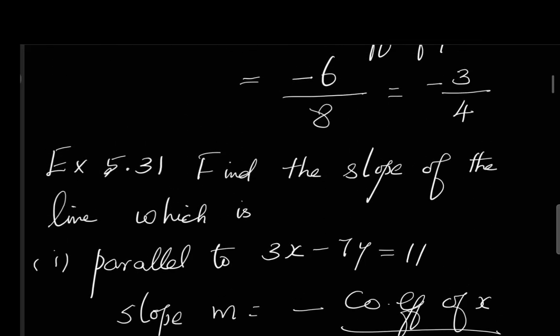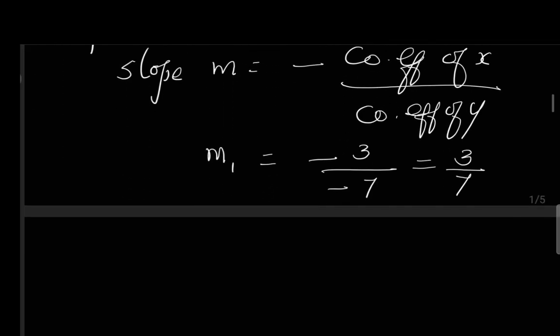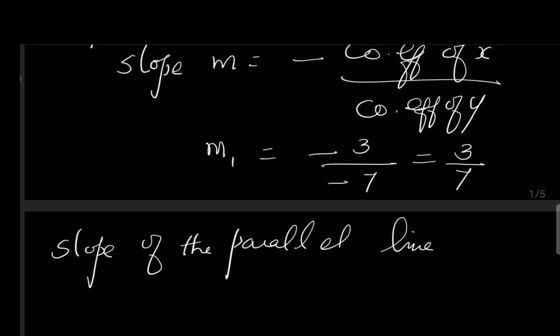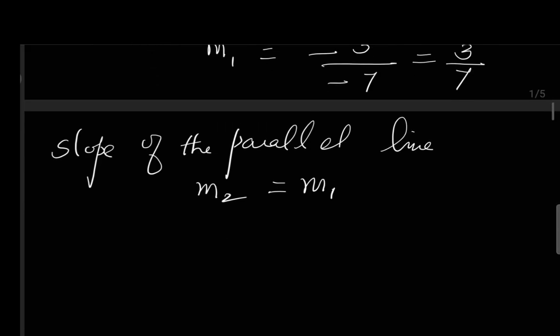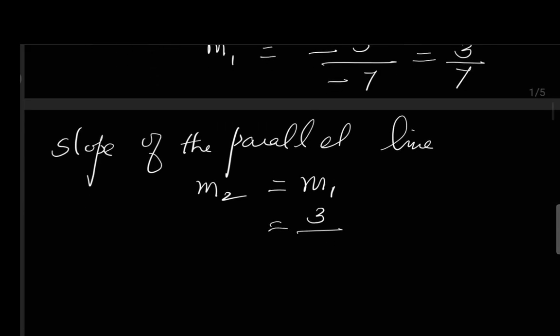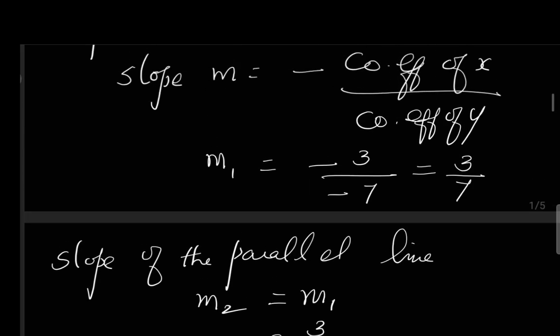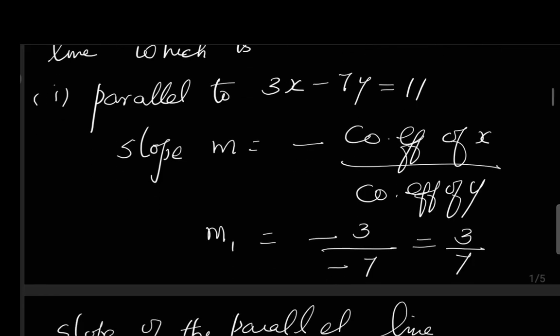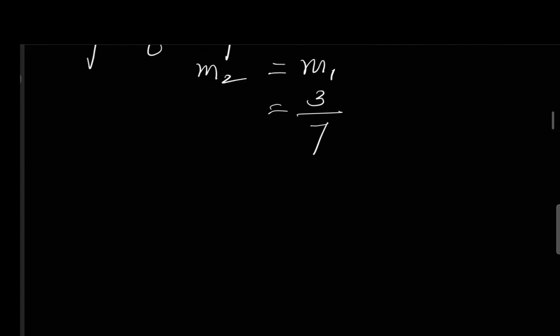But the question is to find the slope of the parallel line. So the slope of the parallel line, m2, is equal to m1, because parallel line slopes are equal. So what is m1? m1 is equal to 3 by 7. So the slope of the line parallel to the given line is the same. So that is also 3 by 7.